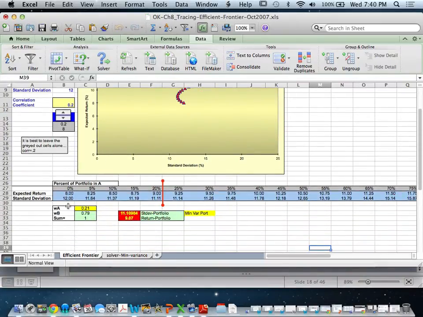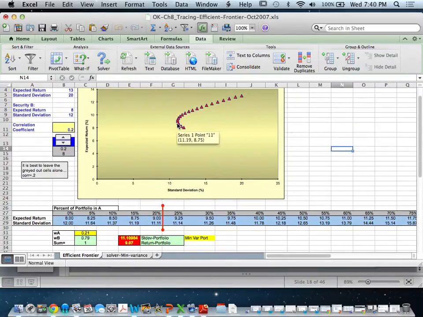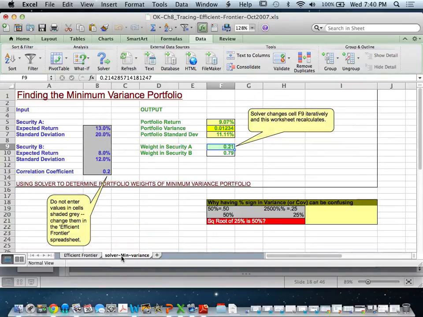And see here, the weight in asset A. So here's the result of the optimization: 0.21, 0.79, sums up to 1. The standard deviation of the portfolio at this point is 11%, and the return on the portfolio is 9.07, which, when you go back here, is pretty much right here, 11.19, 8.75, right there. This is an optical solution. This is an exact solution. So I feel comfortable that I've given you a close-bound explanation of some of this.